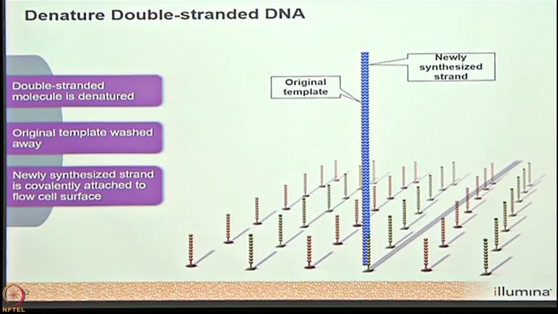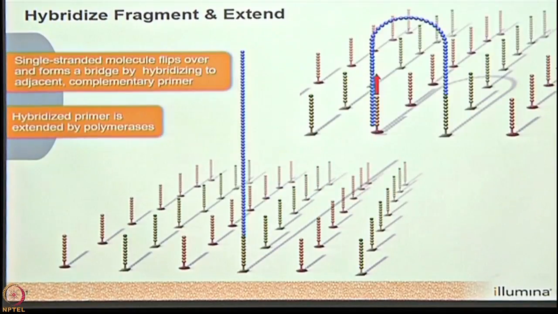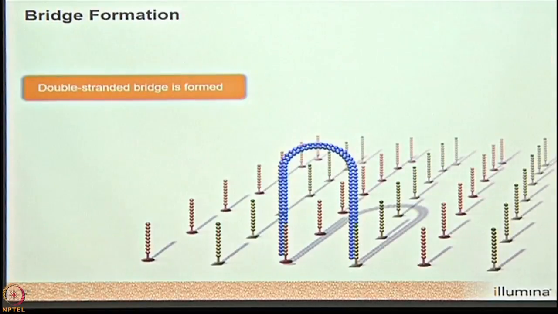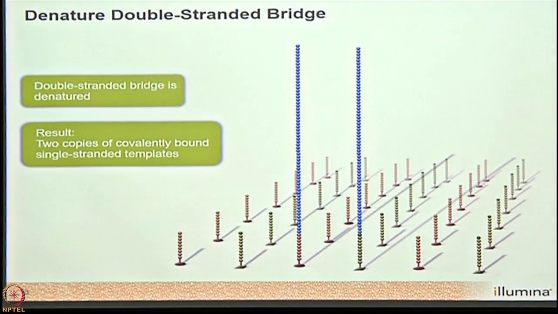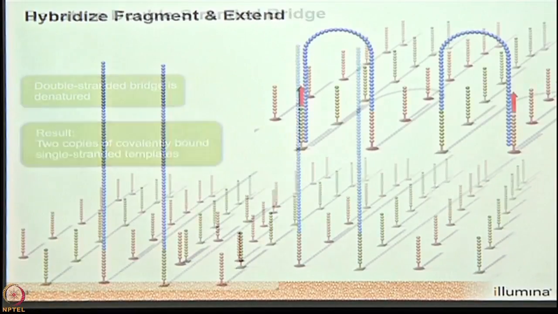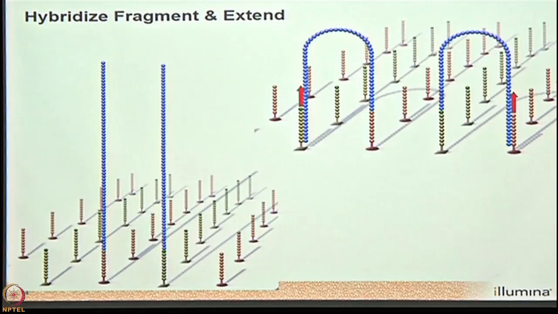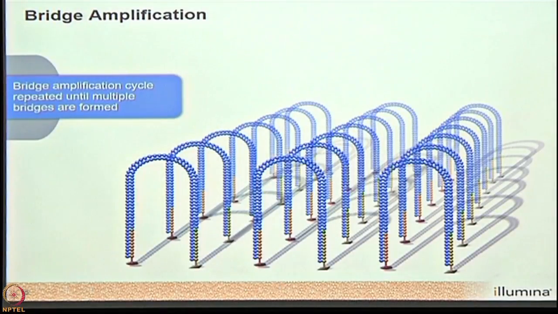Clear? Then what you can see is this is left over here, and since this end is also complementary to this oligo, it will flip over here. Again we will add DNA polymerase, and you will see a bridge kind of structure. Okay, then again we will denature it, and both the strands, because they are bound to the surface covalently, you will see two strands over here, and this process will be repeated millions of times. Ultimately on the surface of the flow cell, you will have millions of fragments.